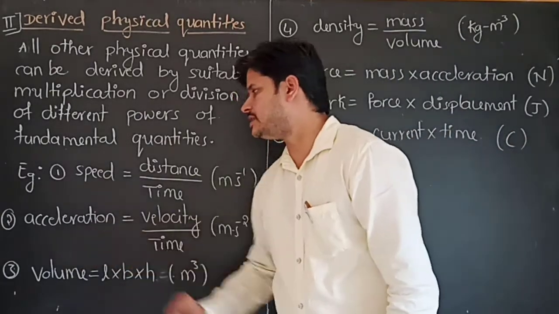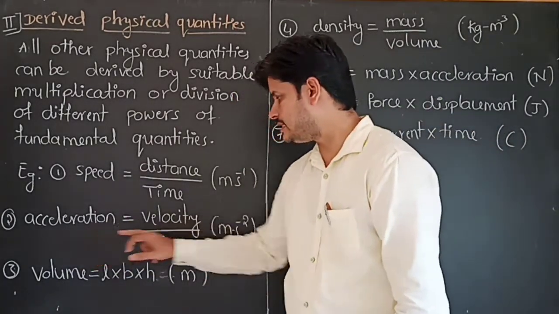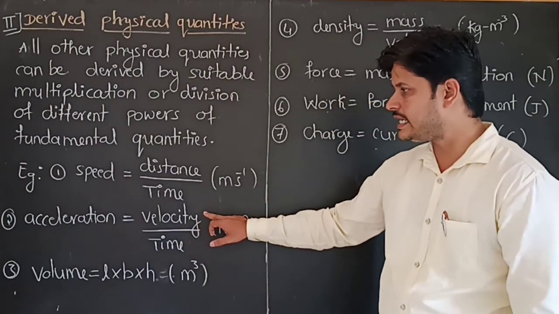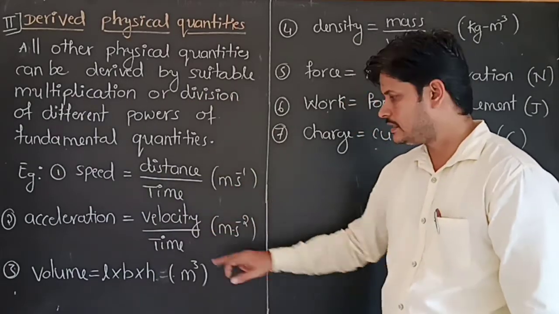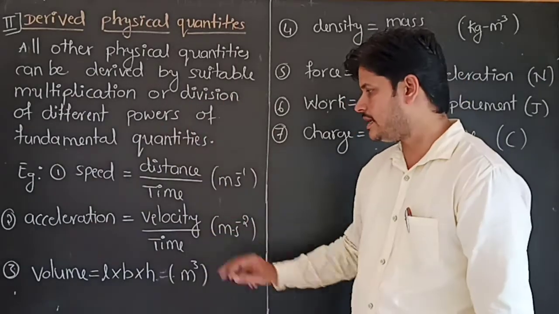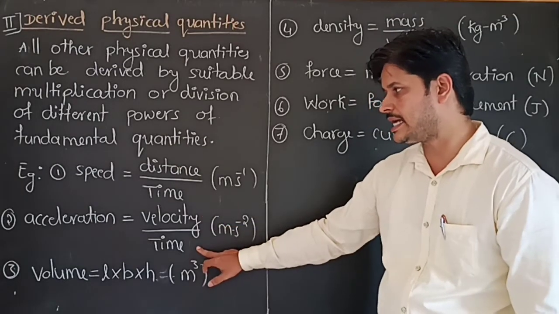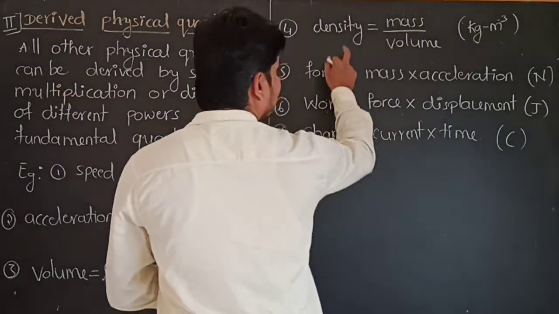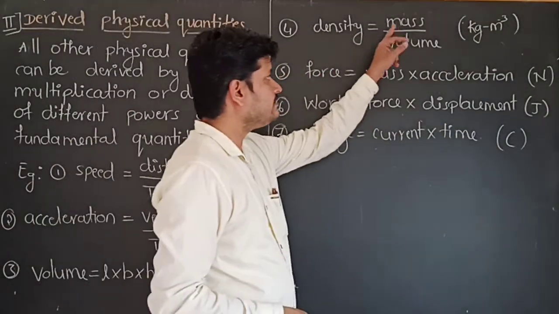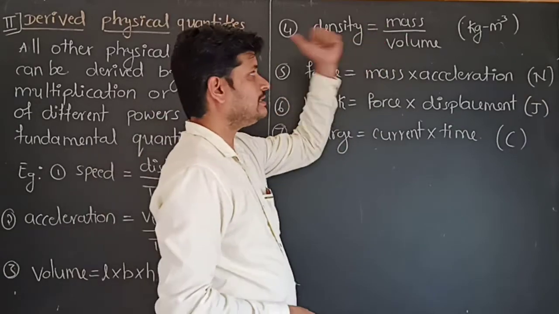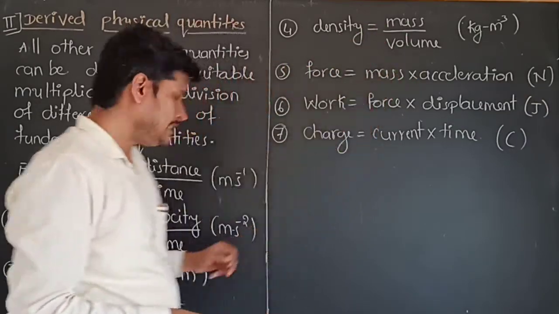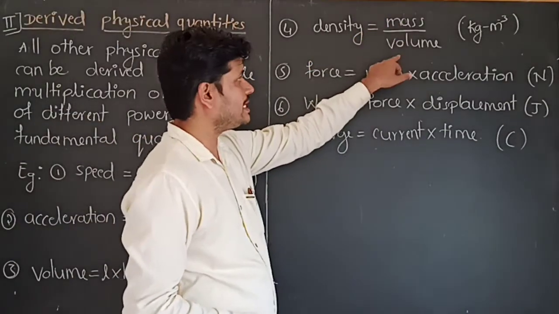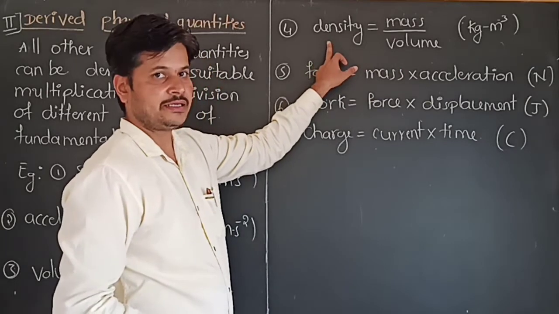Next, acceleration. Acceleration is nothing but velocity divided by time. Right? Velocity is a derived physical quantity, and time is a fundamental quantity. When we take the ratio of velocity divided by time, we get acceleration. Look at the next example, density: mass divided by volume. Mass is a fundamental quantity. Volume is derived from length into breadth into height. When we take the ratio of mass divided by volume, we get density.